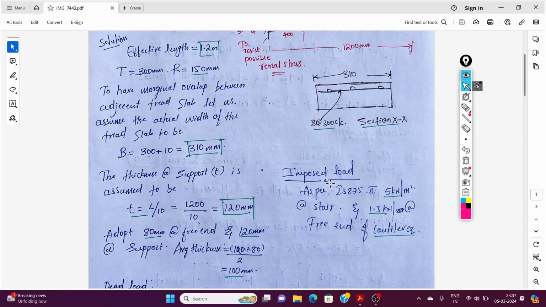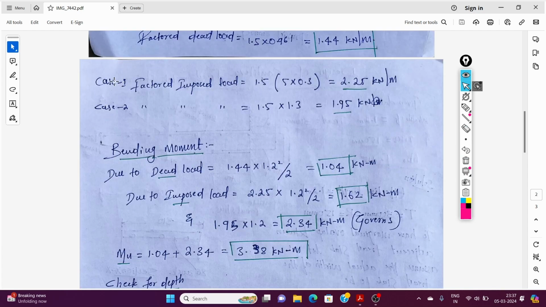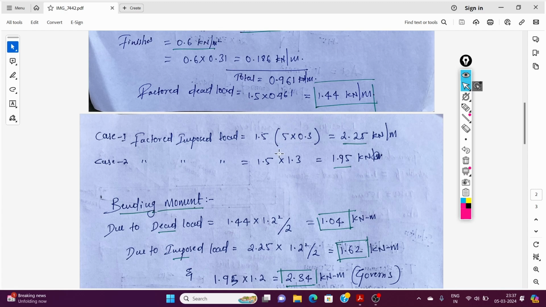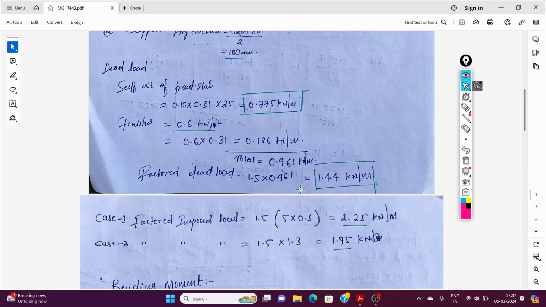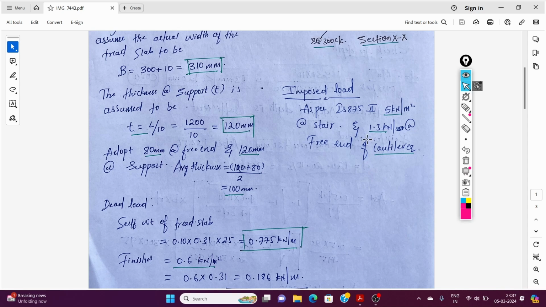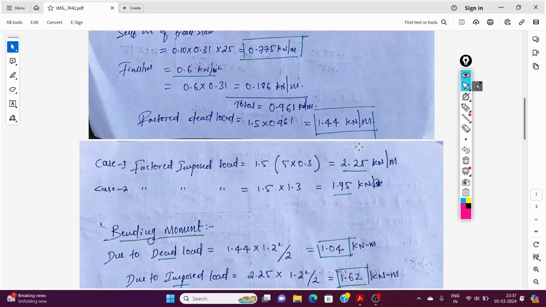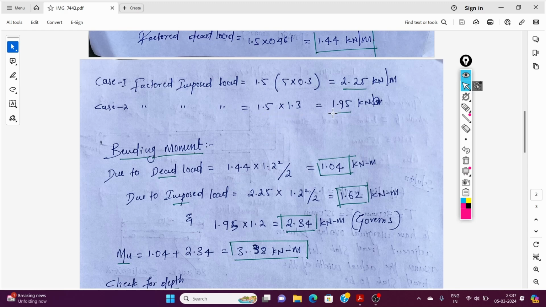Here we have two types of case. In case 1, the factored imposed load is 1.5 into 5 into 0.3, where 5 is in kilonewton per meter square, which gives 2.25 kilonewton per meter. In case 2, the 1.3 that we have considered as a point load according to IS 875 part 2, at the free end of the cantilever, so 1.5 into 1.3 gives 1.95 kilonewton.